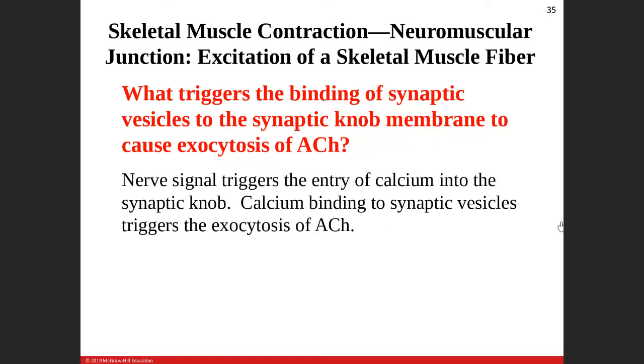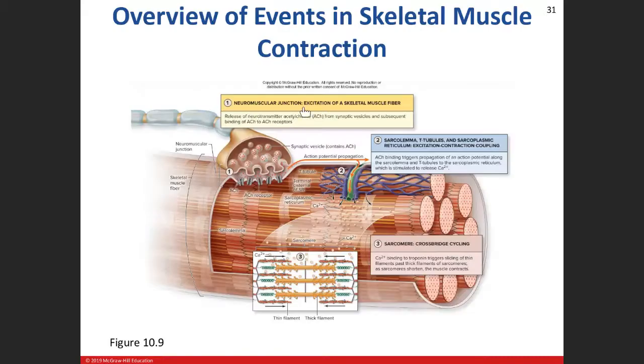For neuron transmission. Okay, so now we're going to move to, all right, that was the first part. Here was our first part, the neuromuscular junction. Now we're going to see how we're going to cause excitation here at the motor end plate.